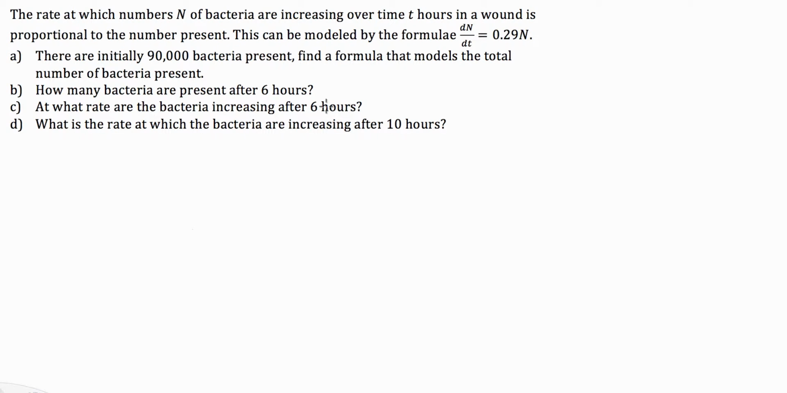Okay, guys. One of my students has given me this problem, and so I thought I would use it to explain some of the properties of exponential functions when it comes to derivatives. The rate at which the number of bacteria in a wound is increasing over time is proportional to the number present. This can be modeled by the formula dN/dt, the change in numbers over the change in time, equal to 0.29N. There are initially 90,000 bacteria present. Find a formula that models the total number of bacteria present.